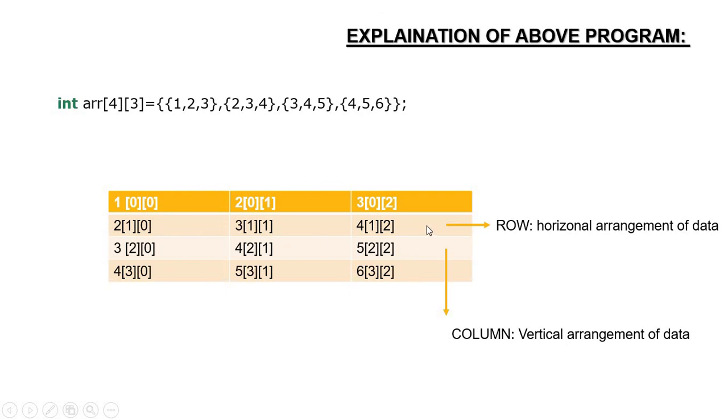So rows are nothing but the horizontal arrangement of data and columns are nothing but the vertical arrangement of data, and the intersection of a row and a column is called a cell. Within these cells, my data gets filled.